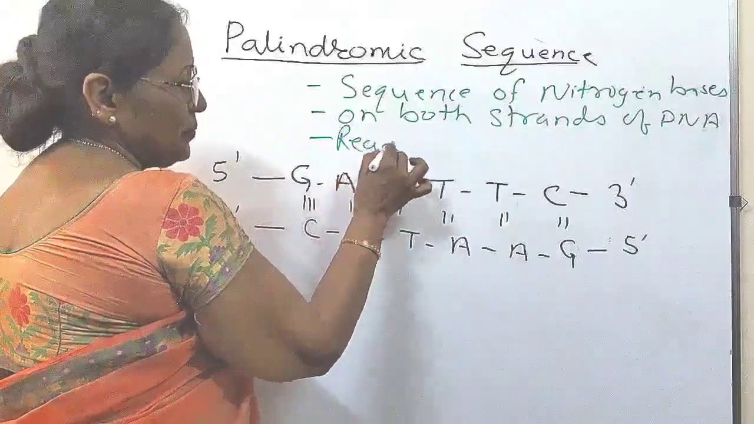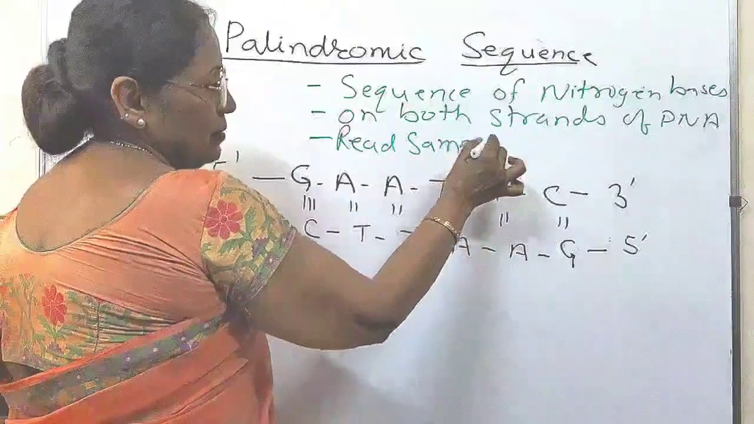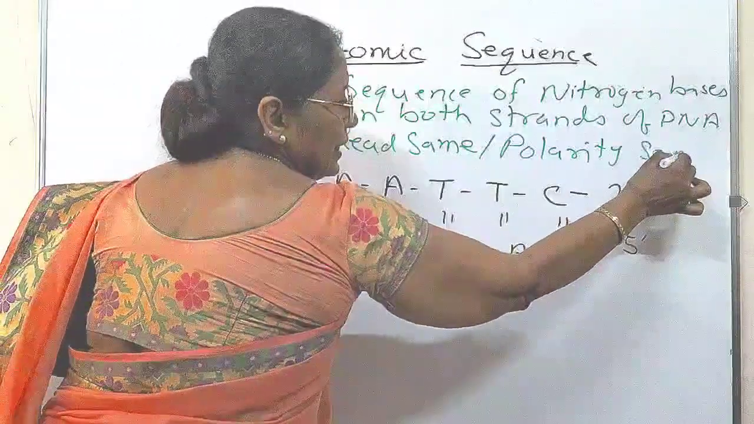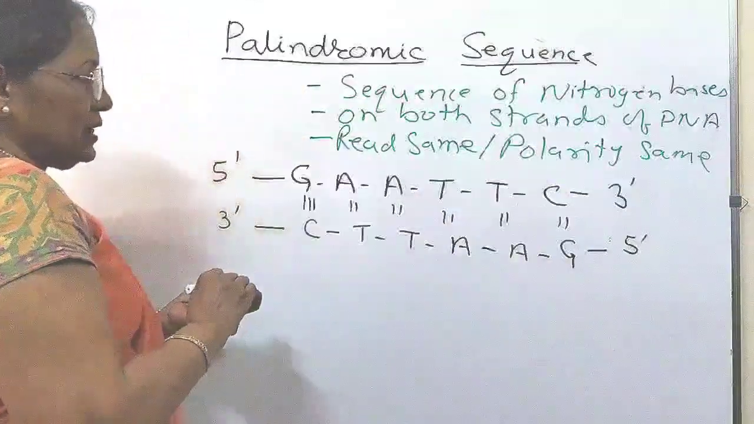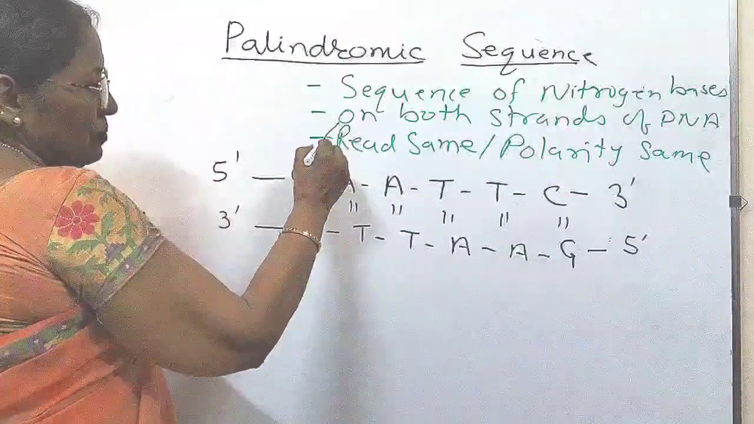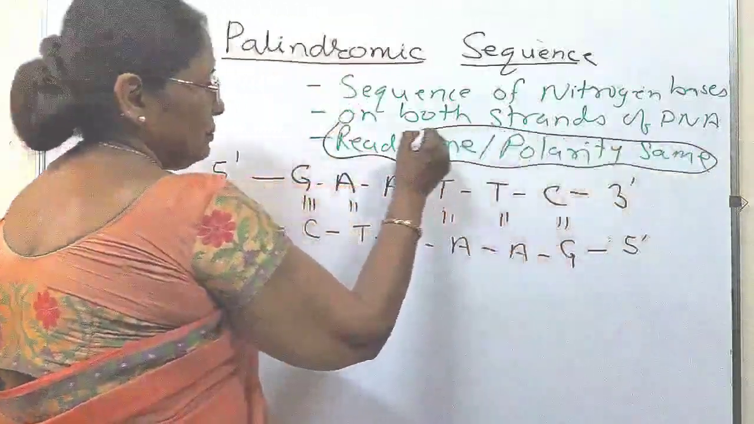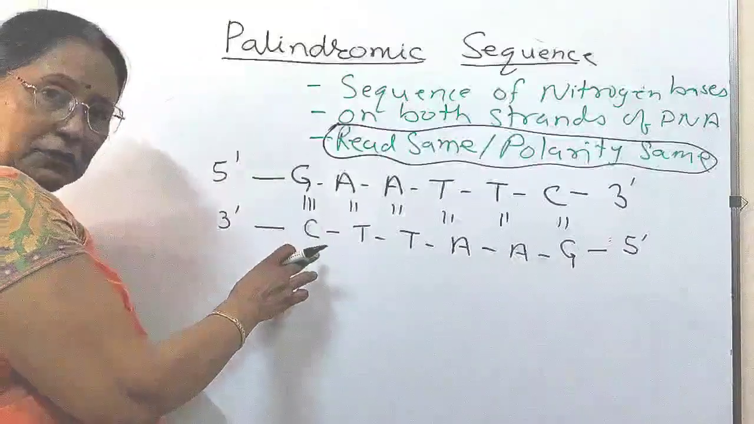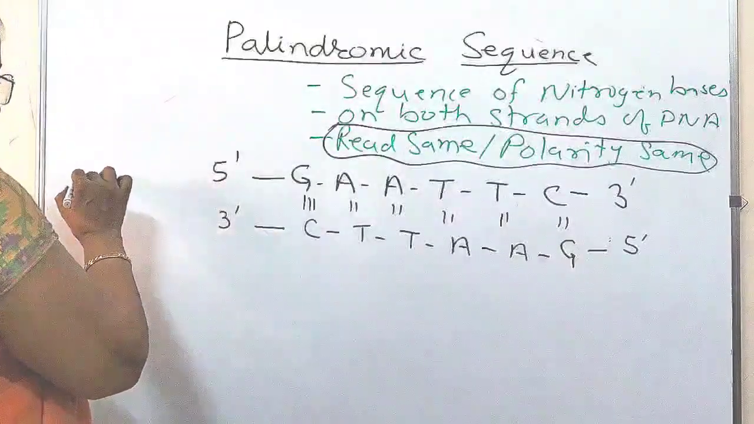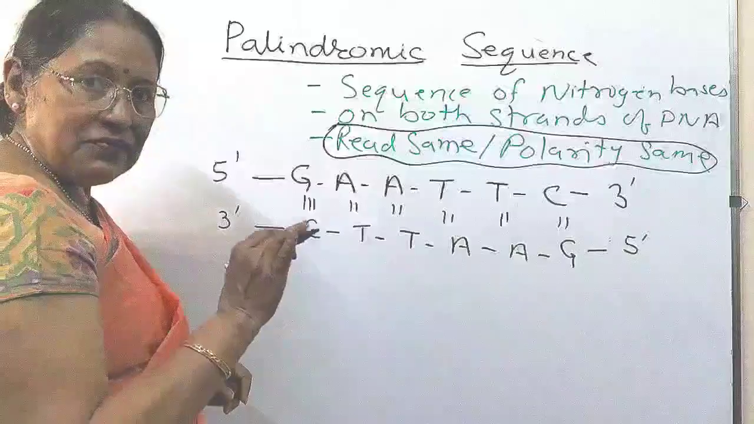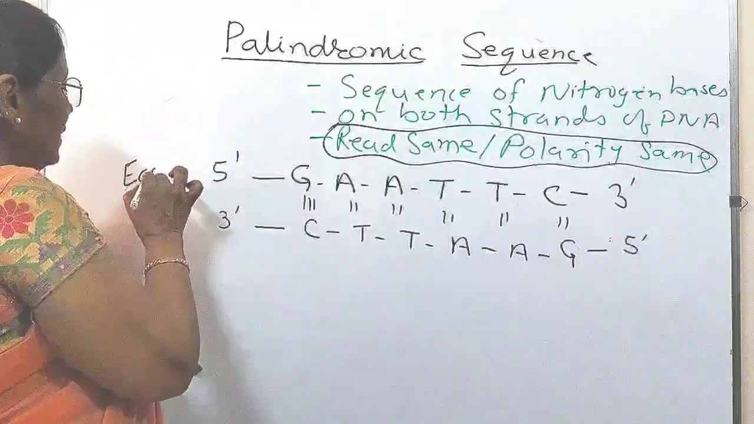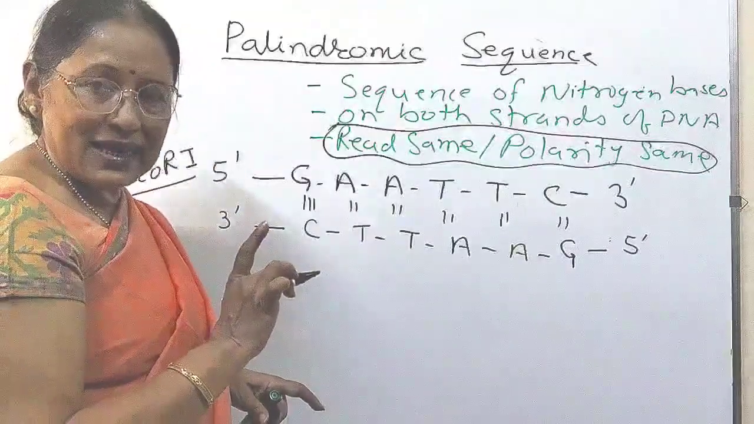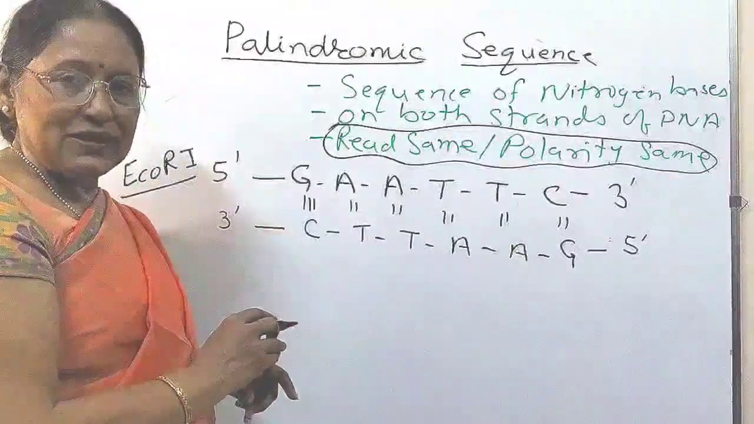This is the most important point here, that you have to keep the polarity the same. Then both read the same. This palindromic sequence is that of a restriction enzyme, EcoRI. Every restriction enzyme has its own palindromic sequence.